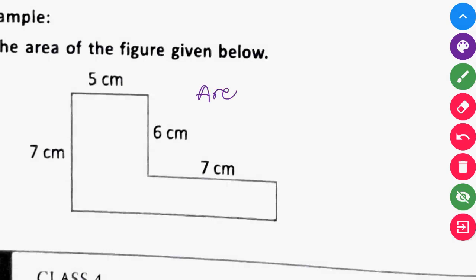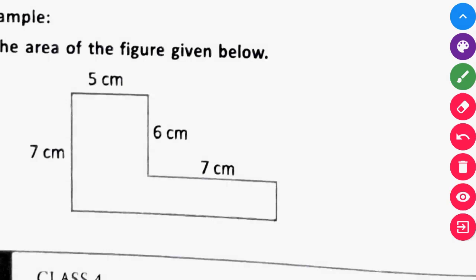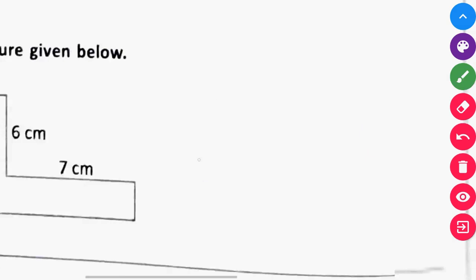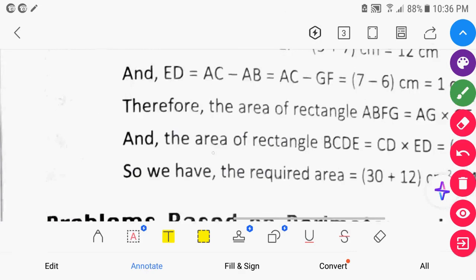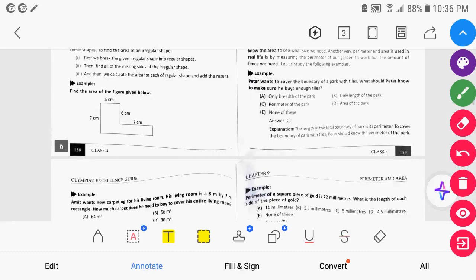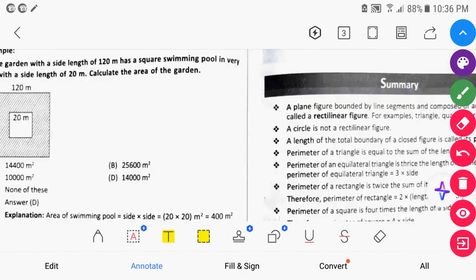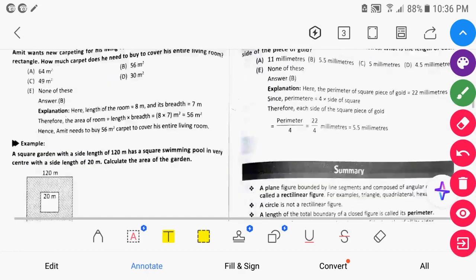So the area of rectangle is length into breadth, the area of square is side square, and what is the area of triangle? We don't see. Very good. Okay, so we have to calculate the area like this only. They had also explained everything. Now we wrap up today and we see solved examples based on this in the next lecture, and then we solve the problems. Okay.